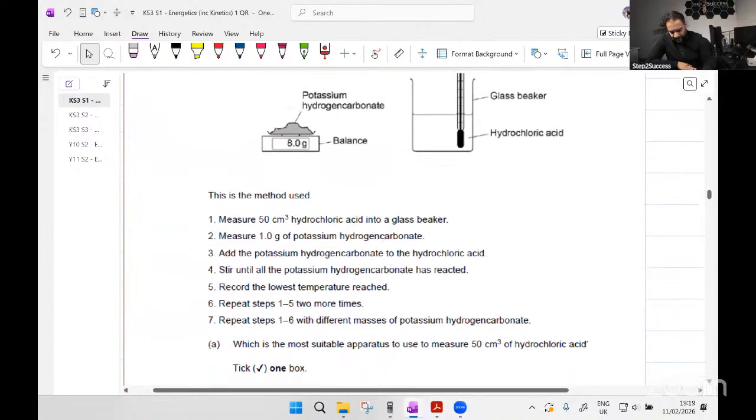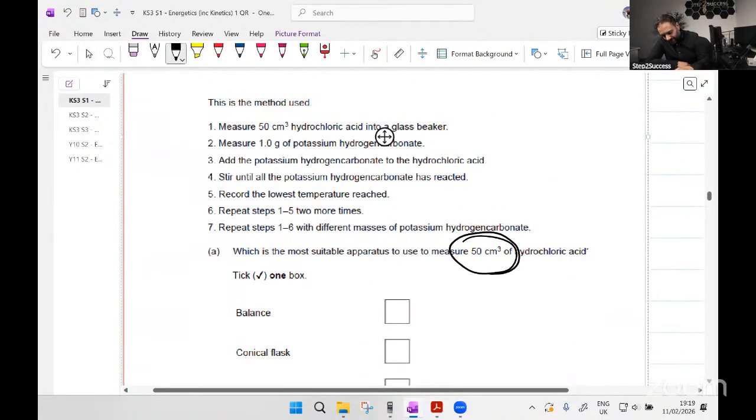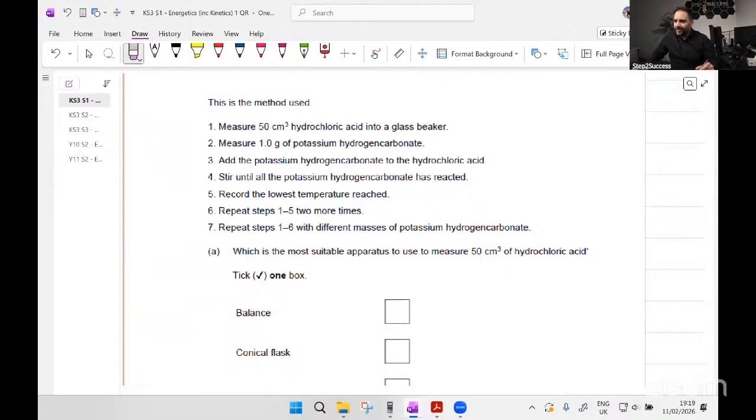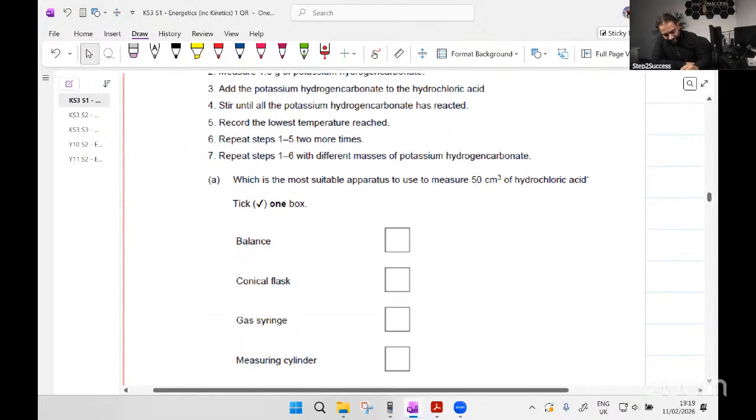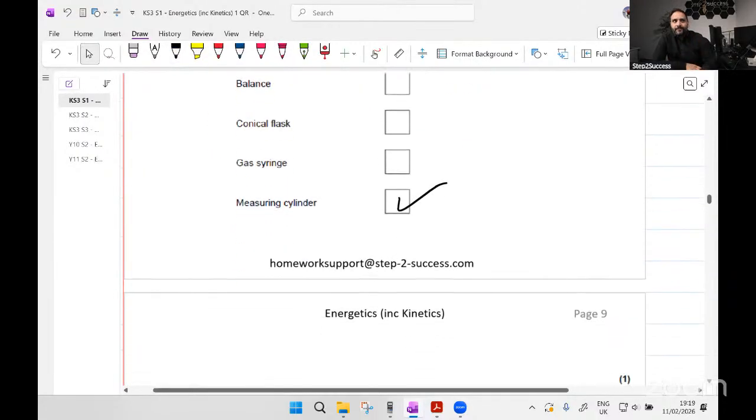Right, quite a complicated question. But if I was trying to measure the amount of a liquid, you will have one of these things in your kitchen, I suspect. It's basically a measuring cylinder. That's how you use a measuring cylinder to measure the amount, the volume of a liquid.